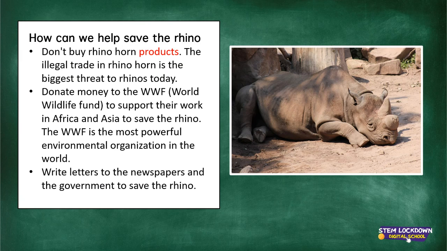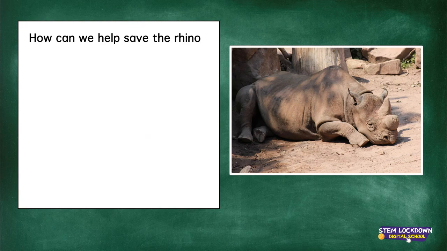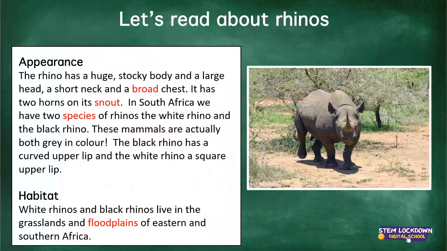Did you notice the way it was set out? Did you notice that there were paragraphs? And I'm just going to quickly try and go back to that very first one. Appearance. So the very first sentence is a topic sentence. The rhino has a huge stocky body and a large head, a short neck and a broad chest. The rest of the sentences all carry on describing the rhino and showing the two different ones and their colors. Do you see the main heading there is appearance, the main idea.